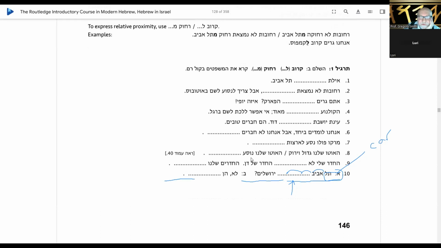Auto shelanu nosea is traveling. So it's going to be far. I'm just going to look at the answer key on that because this is hard. It would be hard for me to get all the way to page 40 because I'd have to be scrolling forever. But let's look at number eight and see what they've got.